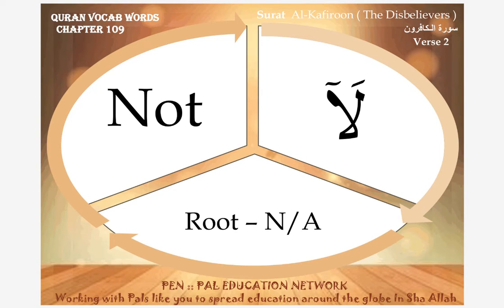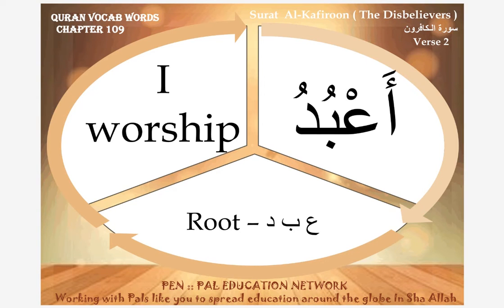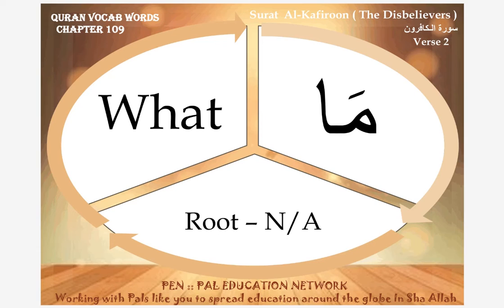The next word is لَا. This word means not, and there is no root word for this word. The next word is أعبدو, and that word means I worship. And the root word is عين با دال. The next word is ما. It means what, and there is no root word.